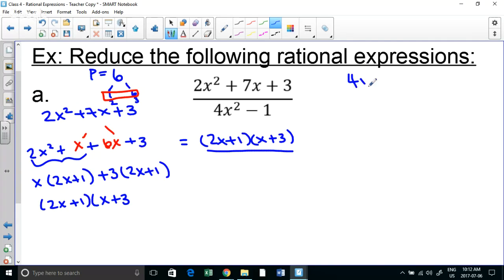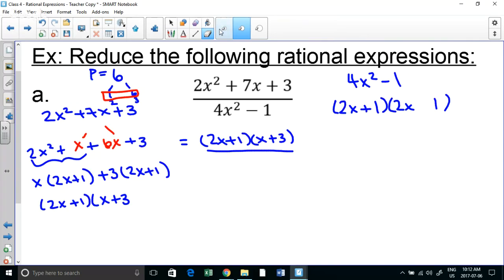At the bottom, for x squared minus 1, there's no GCF. I can't group, I can't product sum, nada. This is a difference of squares. This square rooted, this square rooted with a plus and a minus. So this is what we get on the bottom.